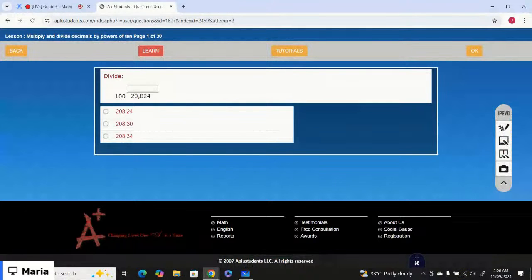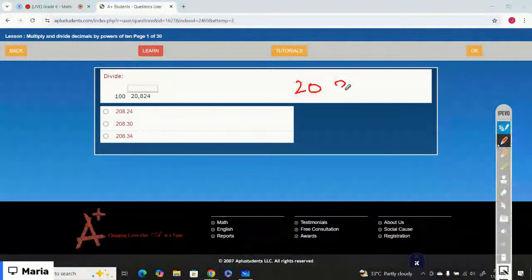Okay, so 100 has two zeros, right? That means you need to move the decimal point two places left. 20,824, the decimal point is here, right? Just move it two places left, it would be then here. So the answer is 208.24. That's the same one we just did in the tutorial, right?